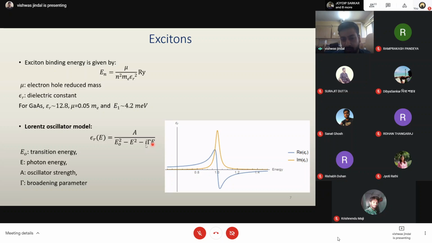Now this is a complex function. You can plot the real and imaginary parts. The real part of the dielectric constant will mimic what you will find in the reflectance. So if you were to do a reflectance measurement, this is the kind of response you expect due to the presence of an exciton. And if you were to do an absorption measurement, this is the kind of response you expect because of the presence of an exciton. Just remember this is the oscillator strength, and this is gamma. I'll come to this later.